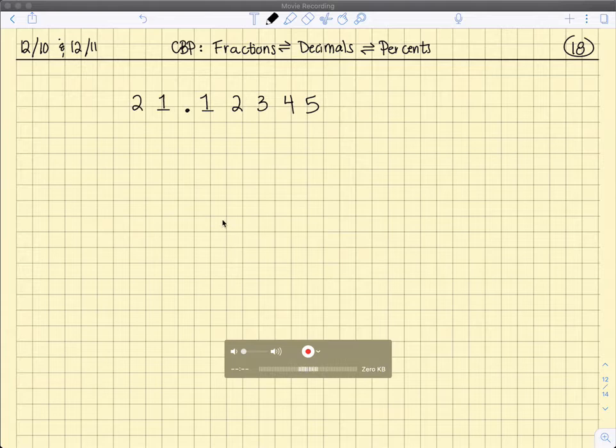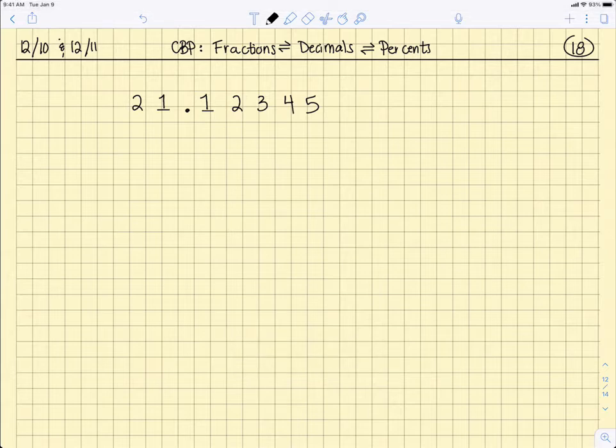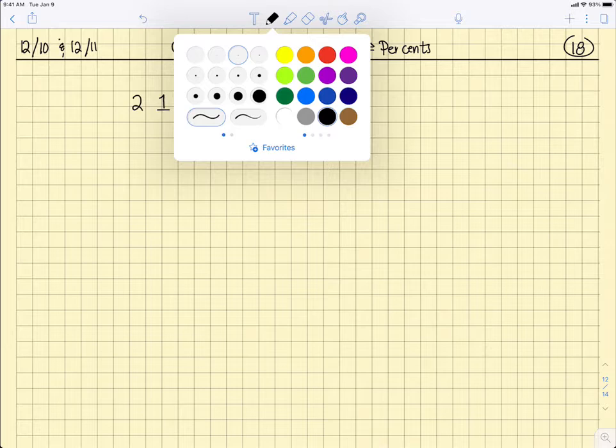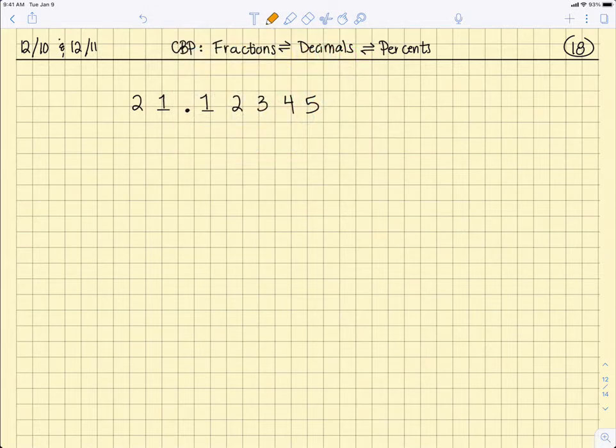Go ahead and copy down this number here and leave some spaces in between the numbers. Just make it nice and big, easy to read. And this thing that I'm going to remind you of is called place value. As you might know, we ask you to round to the nearest tenth, round to the nearest hundredth, and do all of that stuff. So I think it's important to quickly review some of the names of our place values.